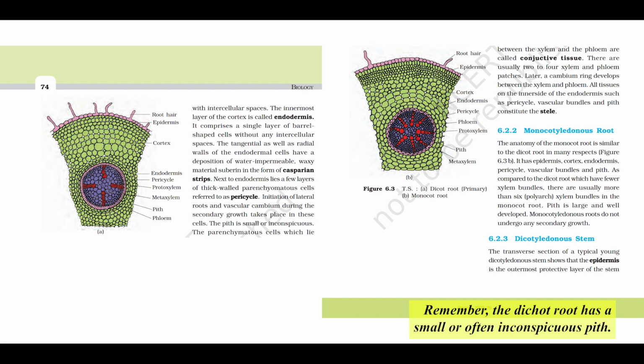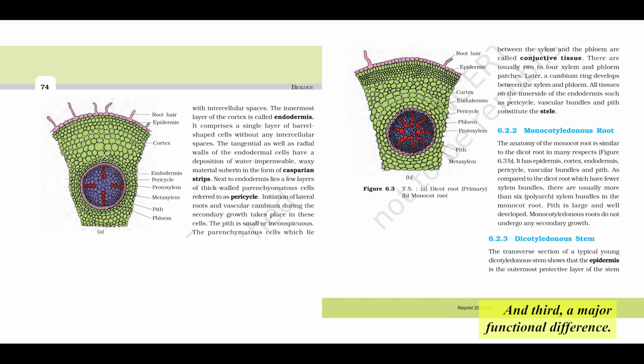Second, the pith. Remember, the dicot root has a small or often inconspicuous pith. In monocot roots, the pith is notably large and well developed. It provides a prominent central core. This is usually a very clear distinguishing feature you can spot easily under the microscope. Large pith equals likely monocot root.